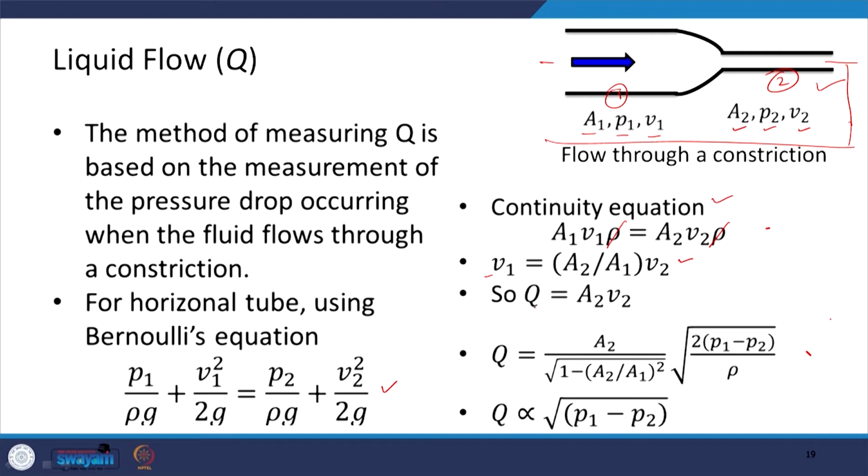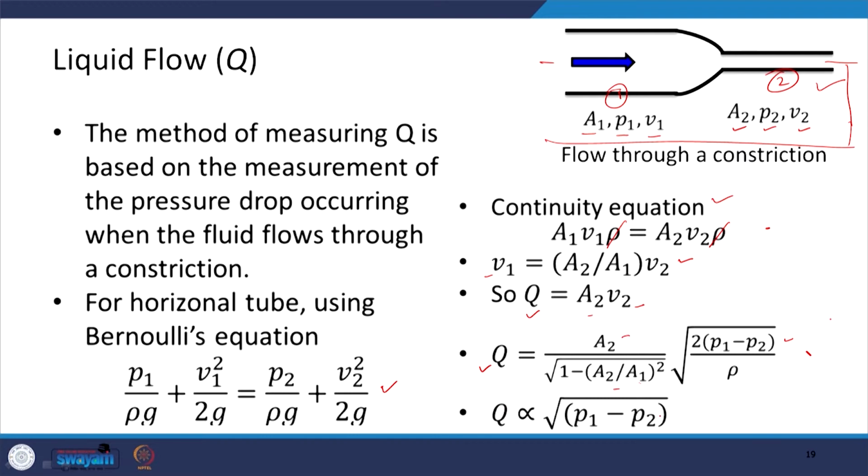Then I can find out Q as A2 V2, and I can substitute for this V2 from here. So, I get Q in this form. Basically, you can see that these are the constant parameters: the areas of cross sections at the upstream and downstream side, A1 and A2, and here is the pressure drop.